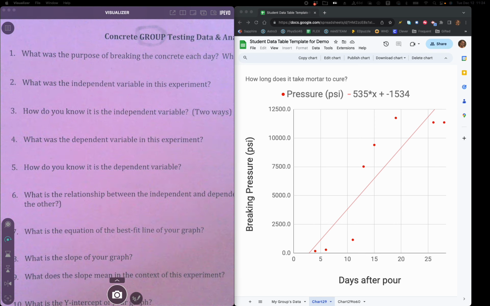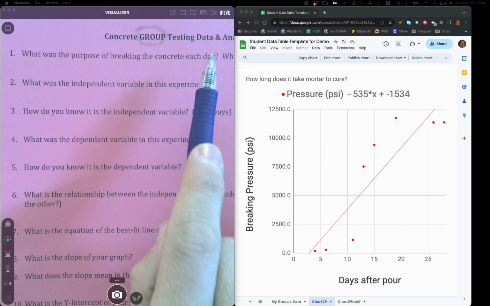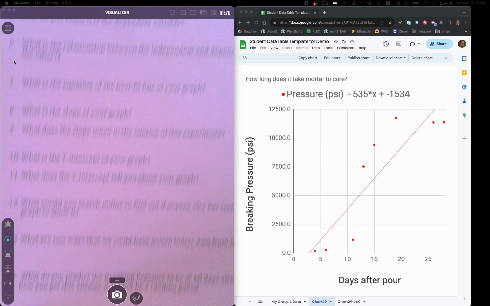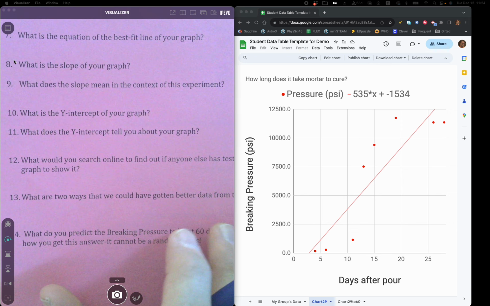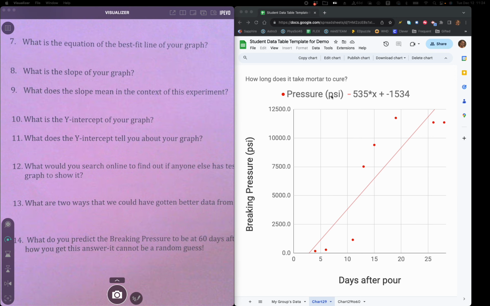To show you how to do this concrete group testing data analysis based on your graph's data. Now what I'm going to assume, or what you should assume, is that you've already answered questions 1 through 6, because we did that before. So we're going to start with number 7, and we are going to look at our graph. I have an example graph over here. You have to do your own graph, all right? So I'm doing this as an example.